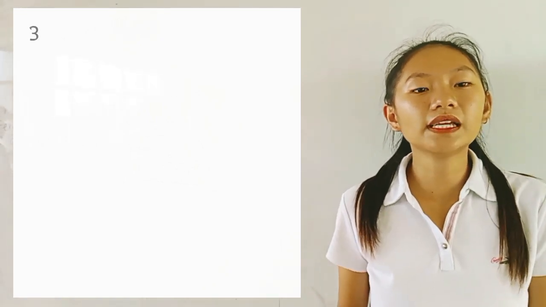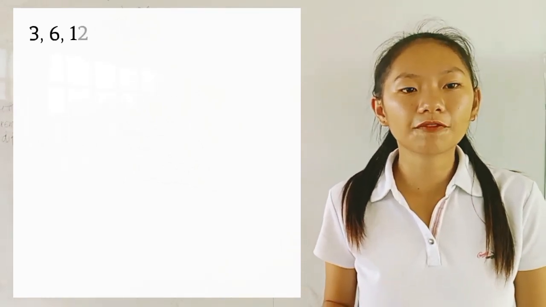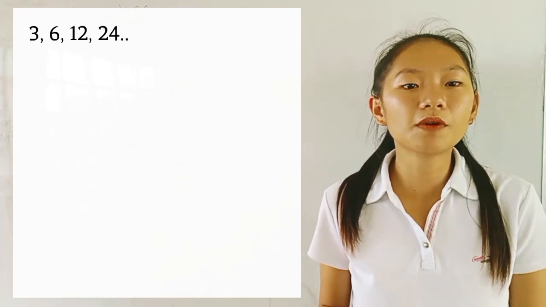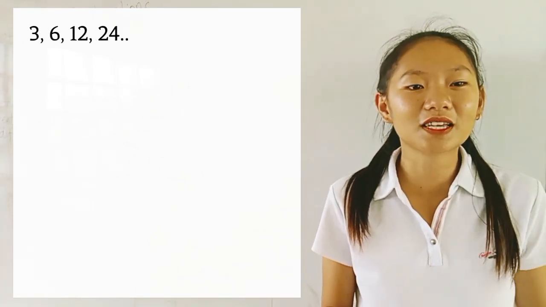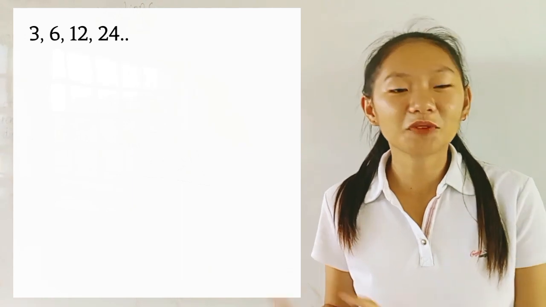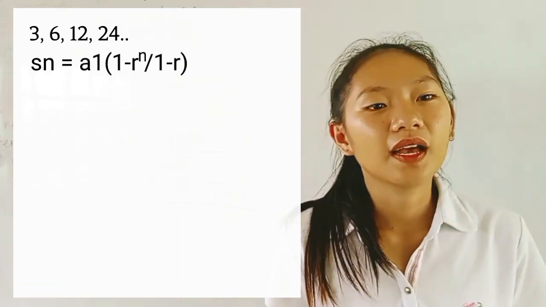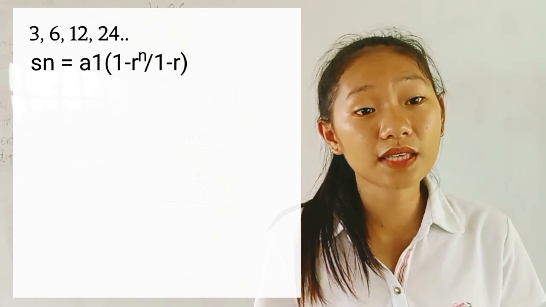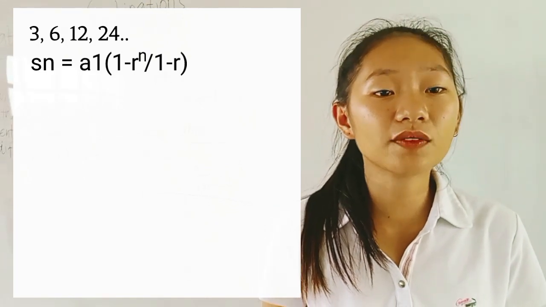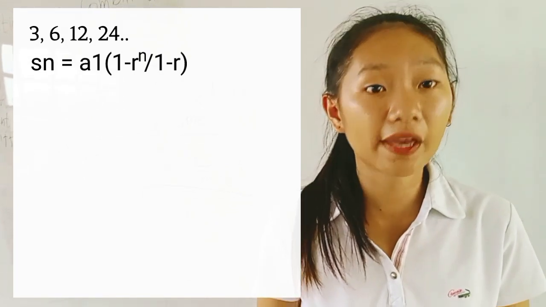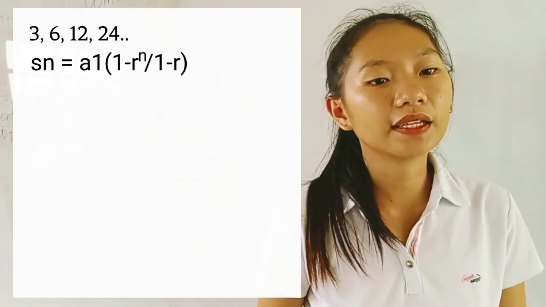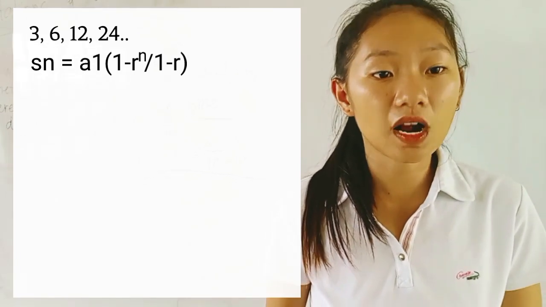Next is the summation of a geometric sequence, which is the sum of all the terms of a given geometric sequence. Let's have an example: 3, 6, 12, and 24. We will find the sum of the first 5 terms of the geometric sequence. First we have the formula. The formula is S sub n is equal to a sub 1 times 1 minus r, the ratio, to the power of n, the number of terms, over 1 minus r.